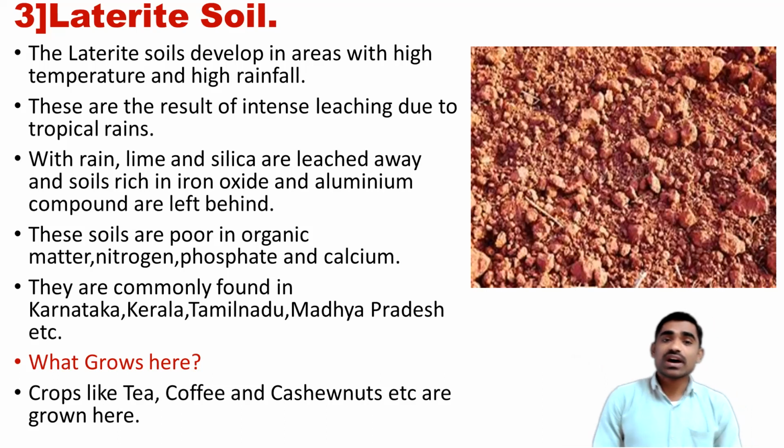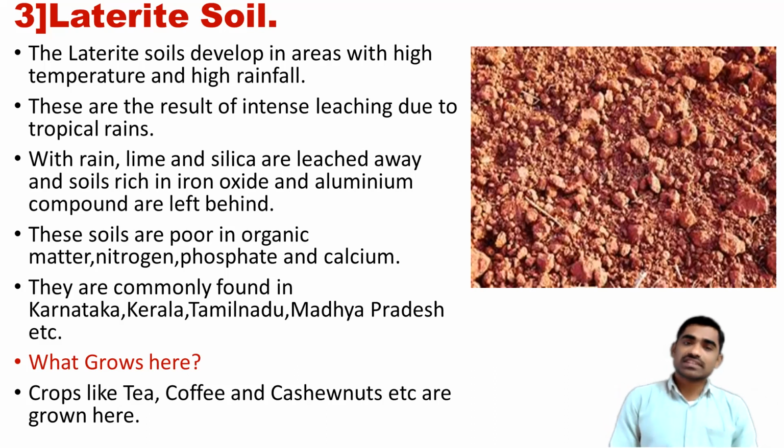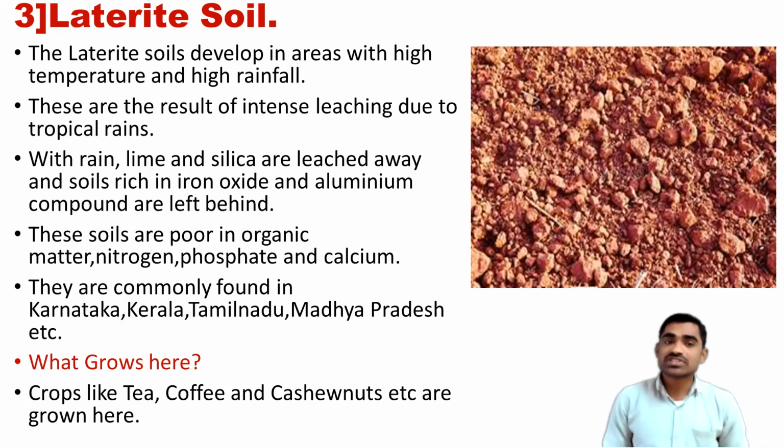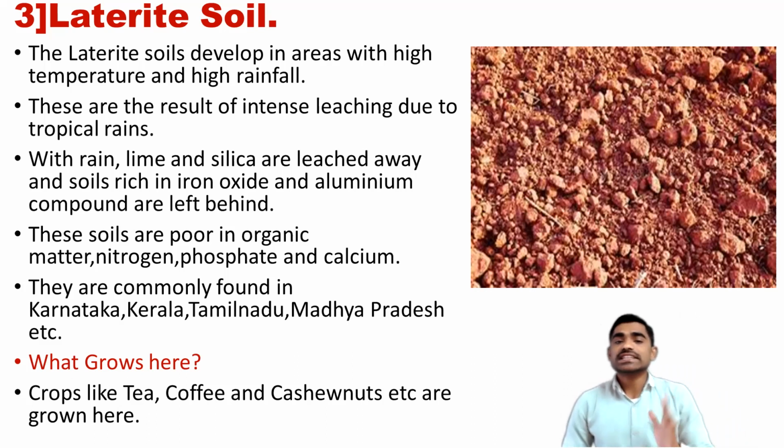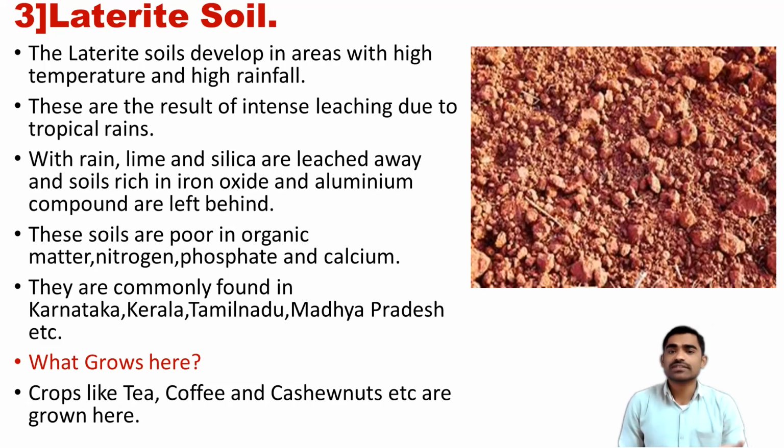So let's see where you are able to find the laterite soil. Laterite soil actually develops in areas where there is a very high temperature and the highest rainfall. There are some regions in India where you can find this laterite soil, and at those places the temperature is high, there is humidity, and there is always high rainfall. This laterite soil is actually a result of intense leaching due to the tropical rains, or you can say due to the heavy rainfall.